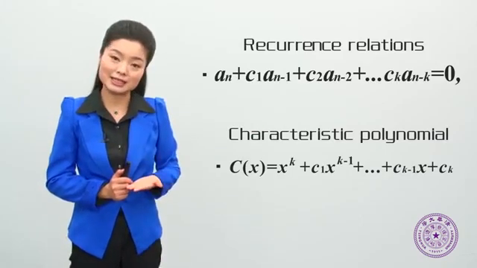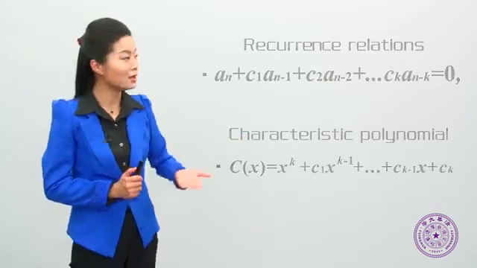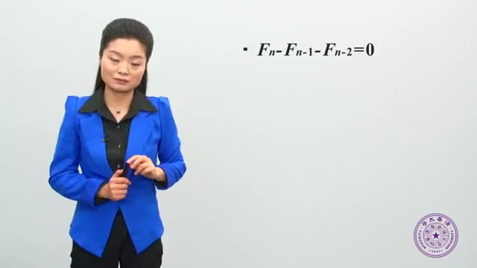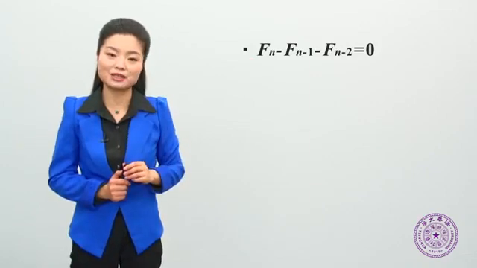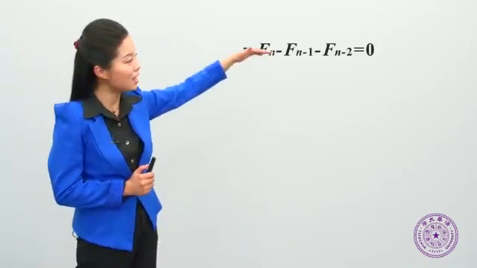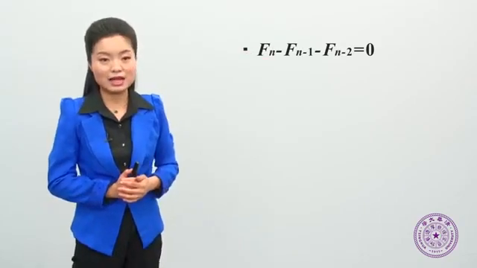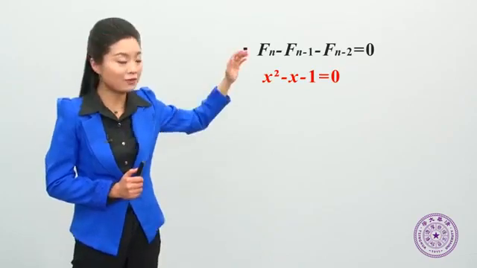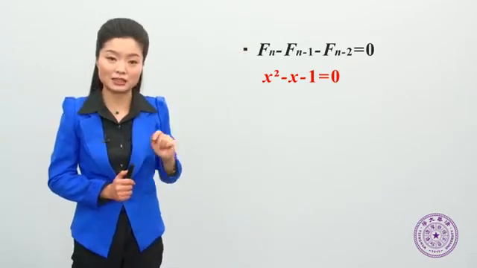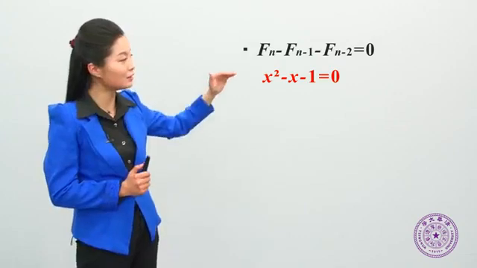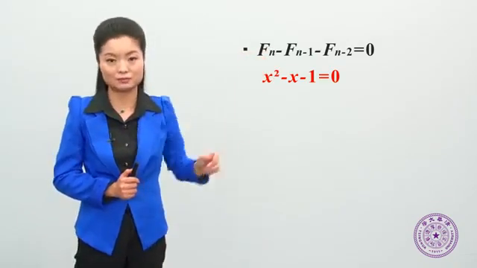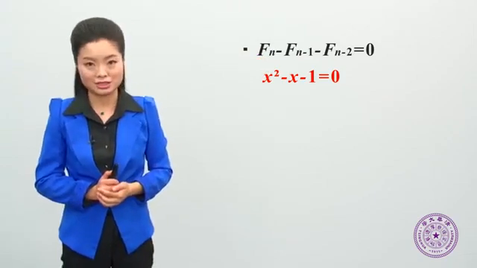Let's look at an example. For example, in the Fibonacci sequence, fn minus f n minus 1 minus f n minus 2 is 0. What's its characteristic polynomial? Its order is 2. So the first term fn corresponds to x squared, f n minus 1 corresponds to x, f n minus 2 corresponds to 1. So we could write its characteristic polynomial directly. It's x squared minus x minus 1 equal to 0.